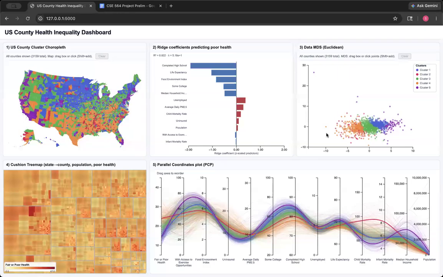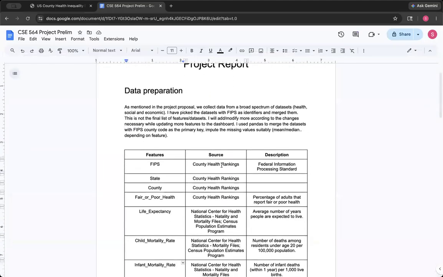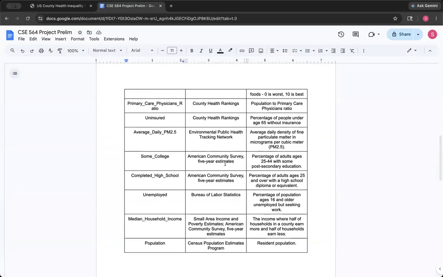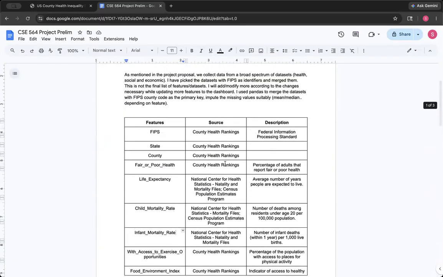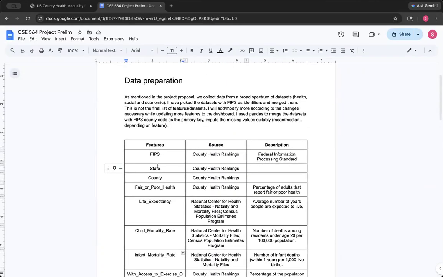So to answer my question of how these socioeconomic and environmental factors relate to poor health outcomes, I have collected data sets from different domains such as County Health Rankings, National Center for Health Statistics, and American Community Surveys, and I have merged all of these data sets using FIPS as the common identifier. This data set contains 3,159 US counties and has variables from different domains, such as geographical identifier variables such as FIPS, state, and county.